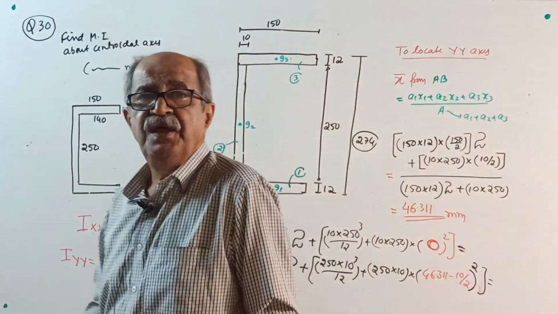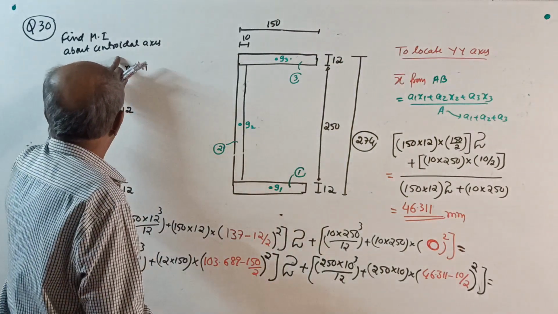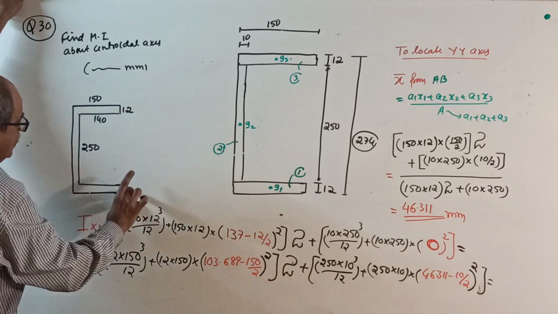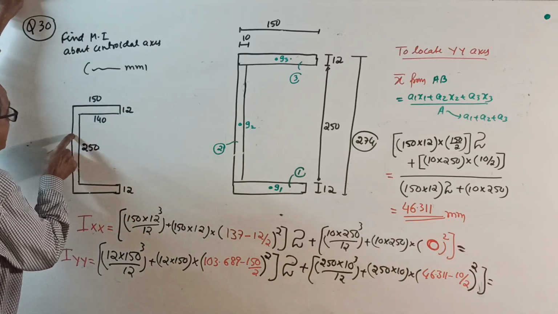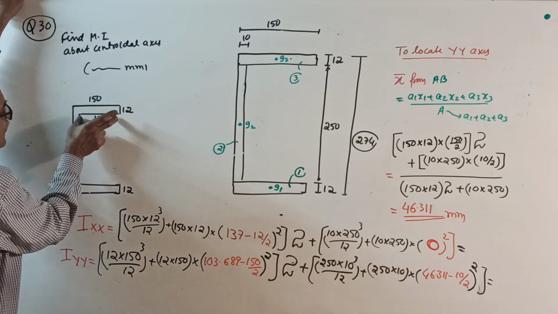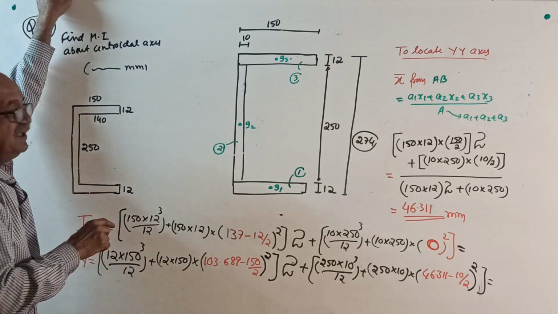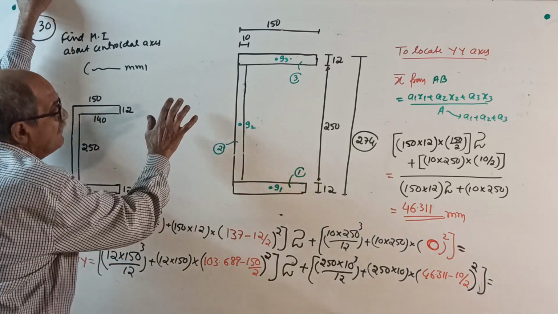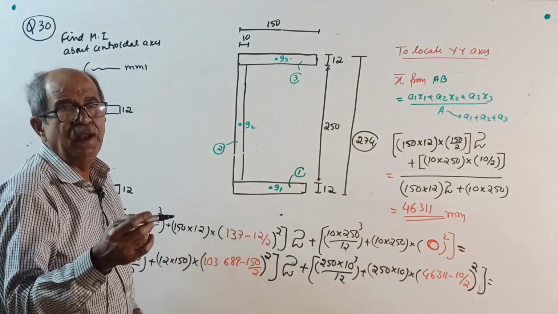Question 30. Find the moment of inertia about the centroidal axis, all dimensions in millimeters. See, 150, 12, 12, 250. The thickness is not given, but what they told is the outer is 150, inner is 140. Be very careful. Instead of giving the thickness, it is given some other way. Okay, leave it. Start. First, you have to make a note.